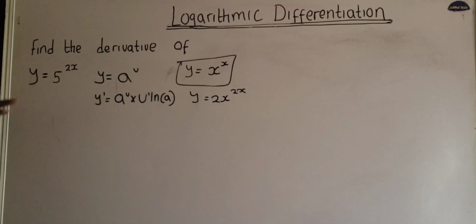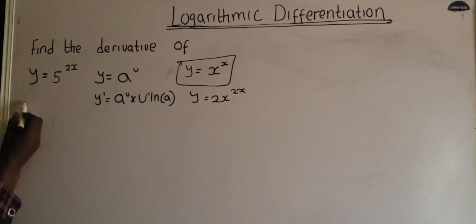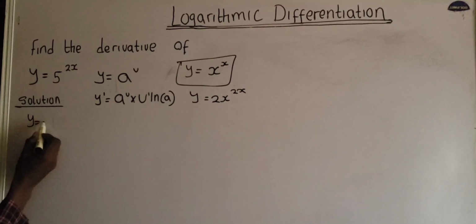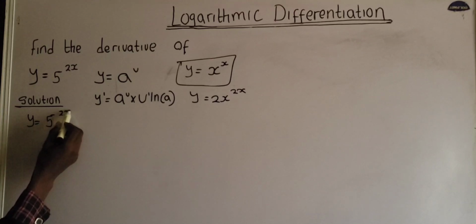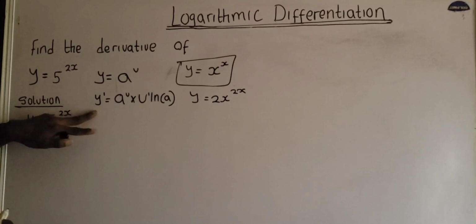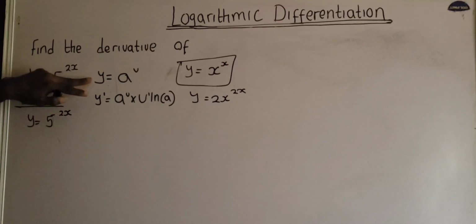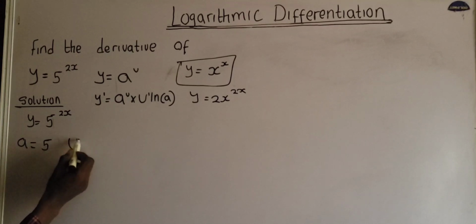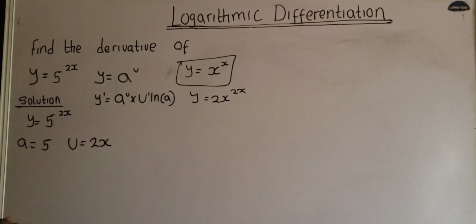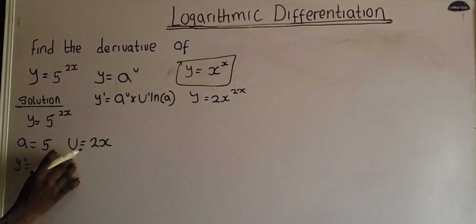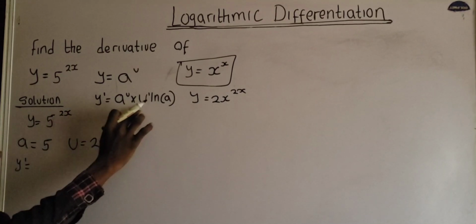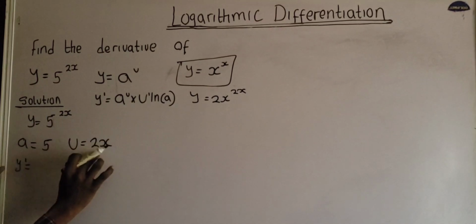this function. We have y equals 5 raised to the power of 2x. Using this formula, if you compare this question with this formula, you can see that a is equal to 5, and u is equal to 2x. Now, the derivative of y is equal to, just substitute a and u into this. Substitute a as 5 and u as 2x.